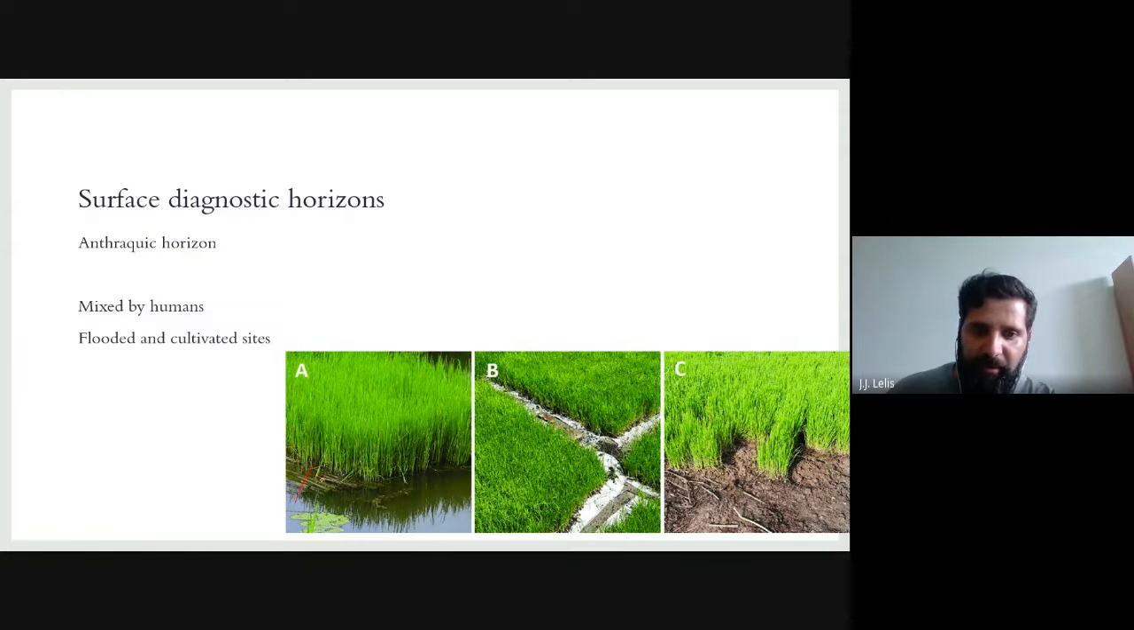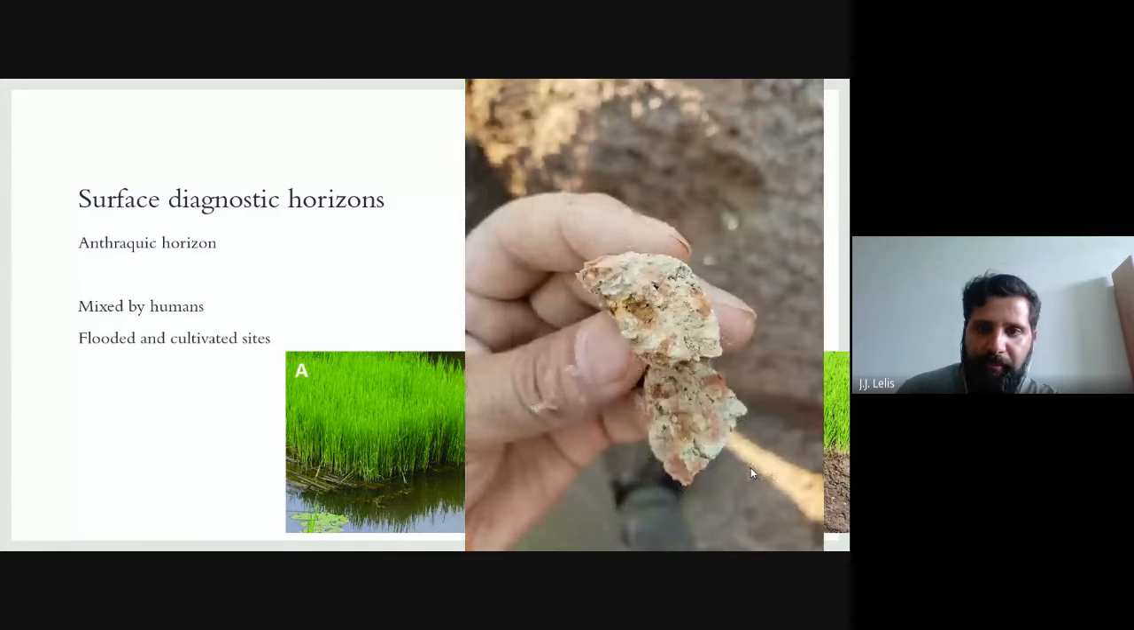In these areas, we saw the influence of water from the water table, and we saw dark colors, some structures, some aggregation here. We also can find some gray colors and some red and yellow mottles that indicate the influence and the oscillation of the water table. Okay.